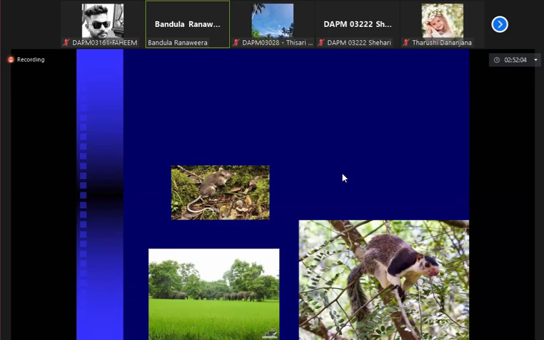But we have a national butterfly, the Sri Lankan lace bird wing.